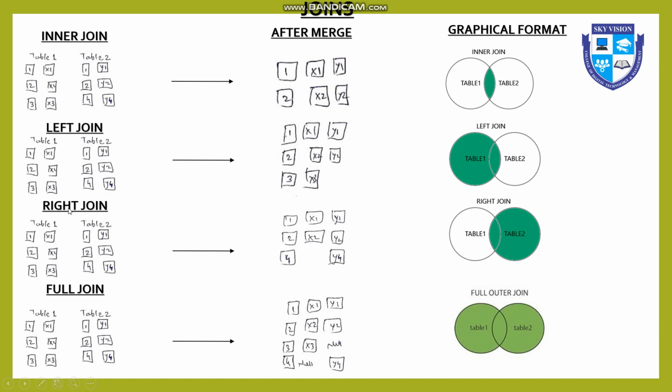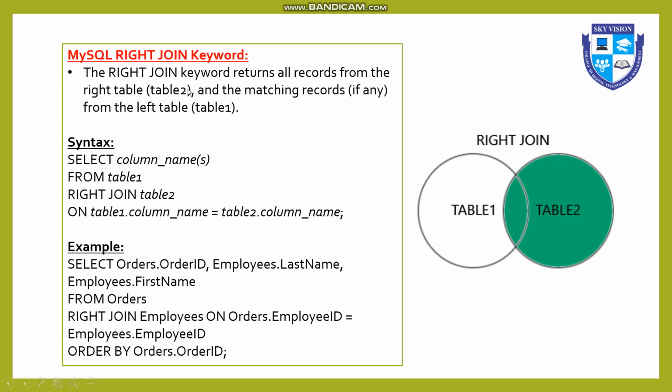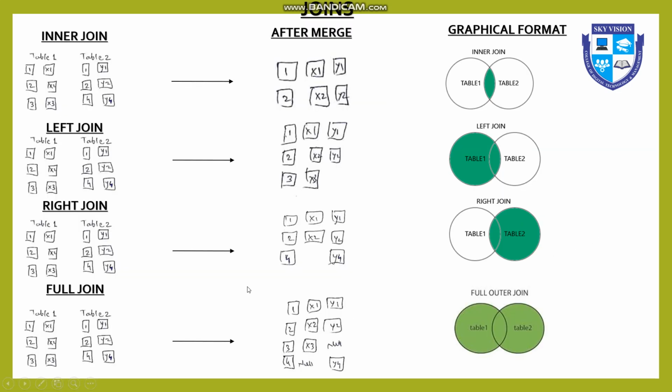After that we have the third, which is called the right join. It's the opposite of the left join, meaning we are focusing on table number 2. The right join keyword returns all records from the right table, table number 2, and the matching records, if any, from the left table, table number 1. Simply, we are focusing on table number 2 and matching it with table number 1 entries.